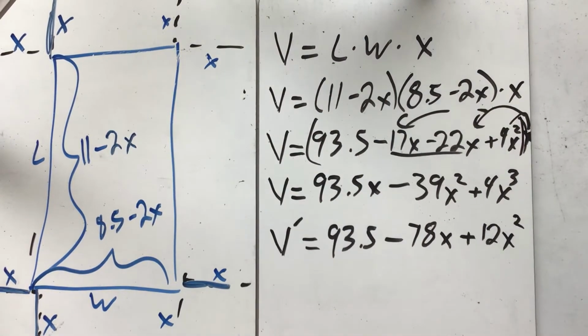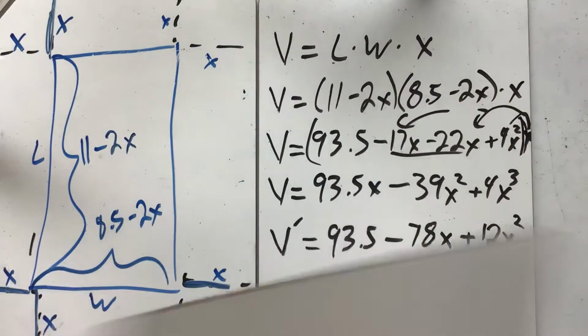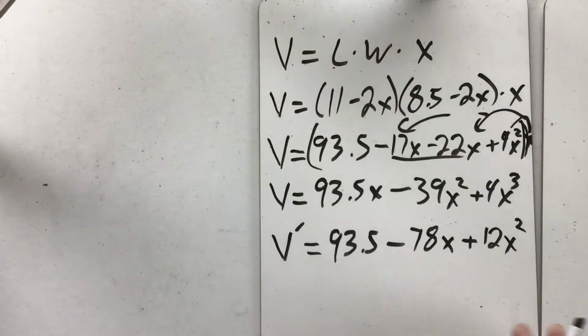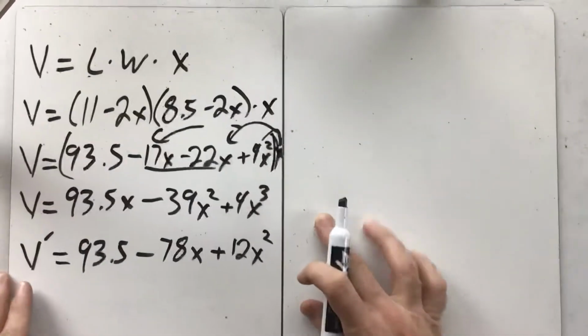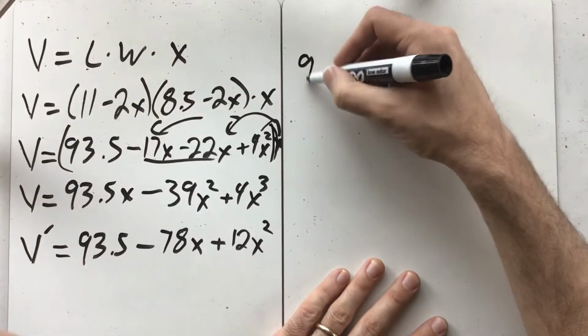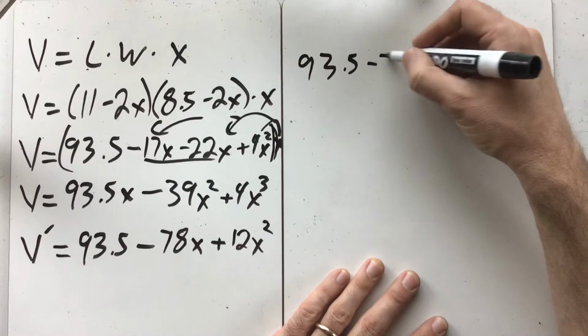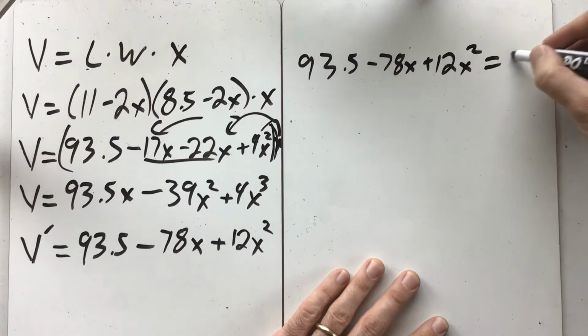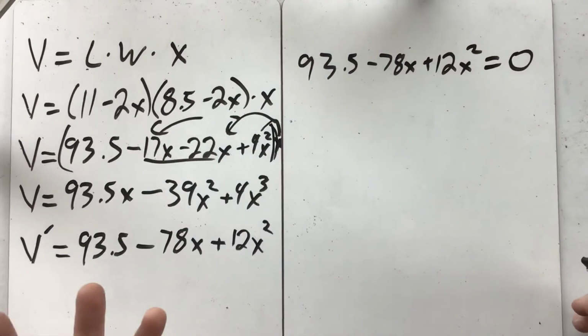And so to do that, I'm going to need to do a little bit of algebra now. So I've got this problem, and I have 93.5 minus 78x plus 12x squared equals 0. This looks to me like a quadratic problem. I'm not going to be able to do this by hand, so I'm going to use the quadratic formula.